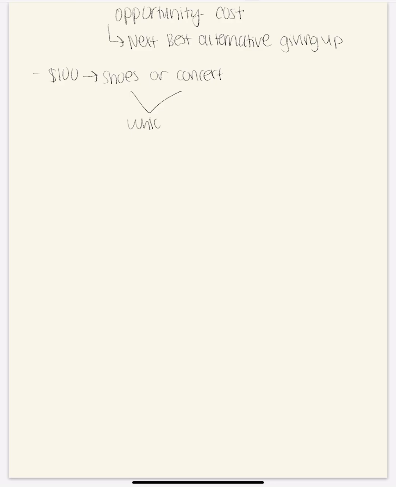So why is this important? It's important because it's crucial in decision making. Opportunity cost helps you think about the trade-offs of your choices every time you make a decision. You're implicitly considering the value of what you're giving up.